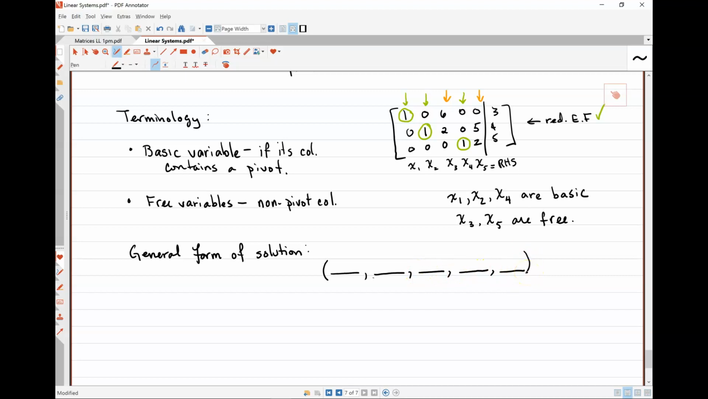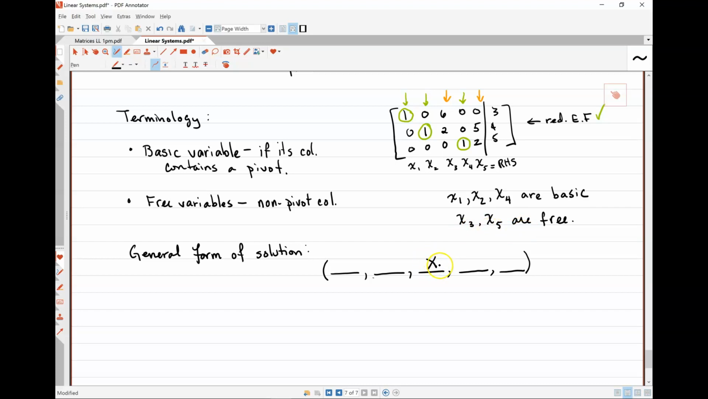If there were no free variables, then we would have all numbers, and we would write down a 5-tuple describing the point of intersection of a bunch of hyperplanes in 5-dimensional space. But in this case, we have some free variables. So x3 and x5 are free.